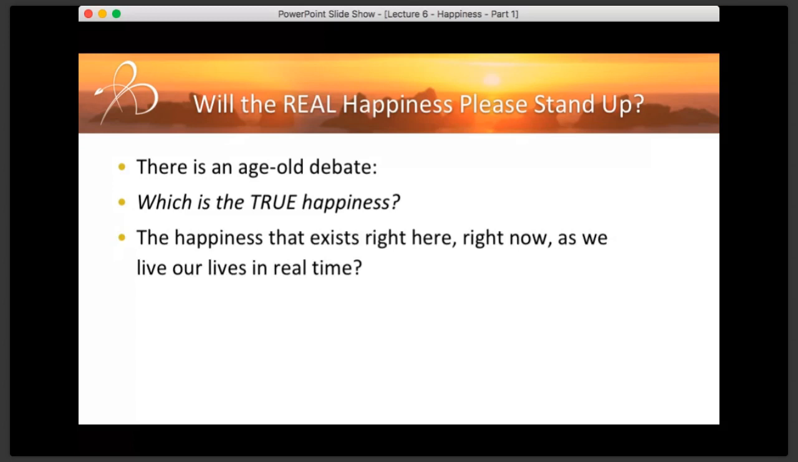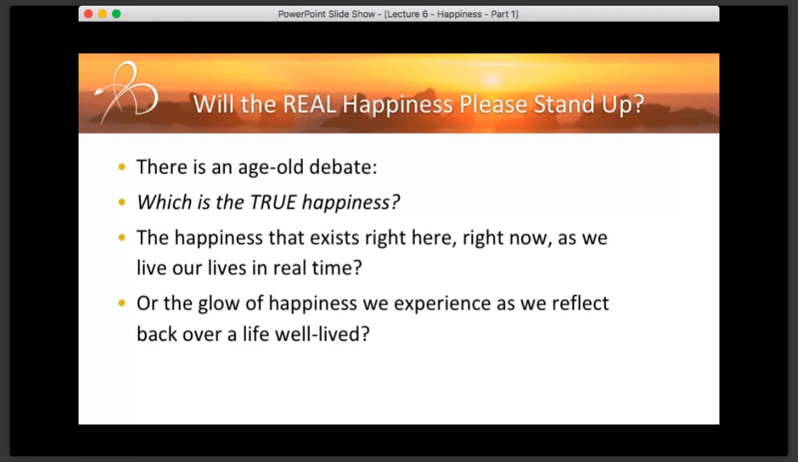The happiness that we're living right now, that exists right here, right now, as we live our lives in real time. The happiness now, and now, and now, is this happiness how we feel right now? Or is the real happiness the glow of happiness we experience as we reflect back over our lives? As we stand back and think, how happy am I? How happy have I been? How satisfied am I in my life? Is that the happiness that's real?